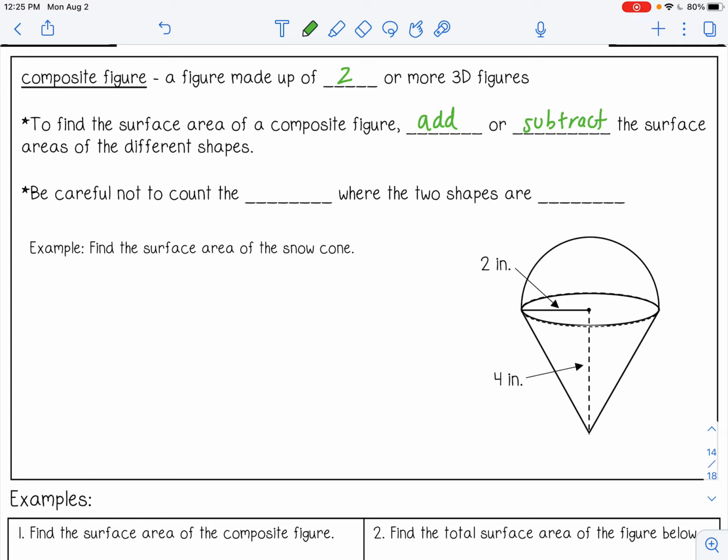One thing you don't want to do is count the bases where the two shapes are joined or connected. That's where you're going to be subtracting occasionally.